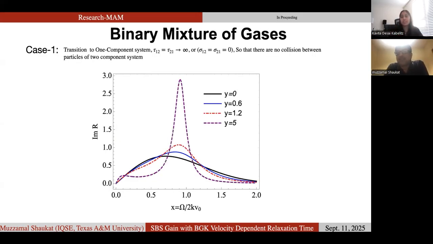This one is the single gas. How does the gain compare? Like, what is the gain? How did they compare to one another? Yeah, I am telling you that one.